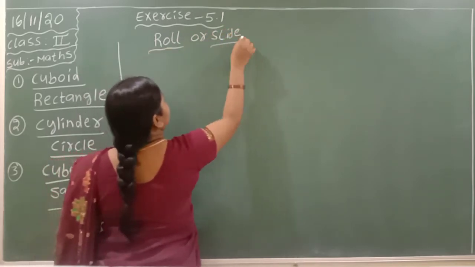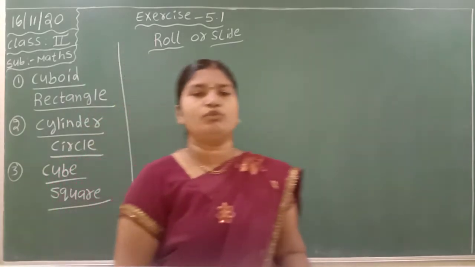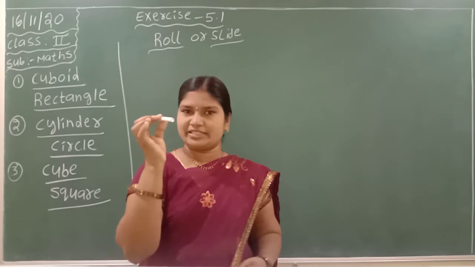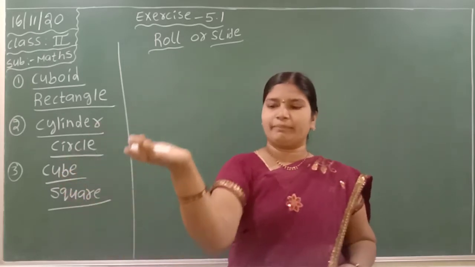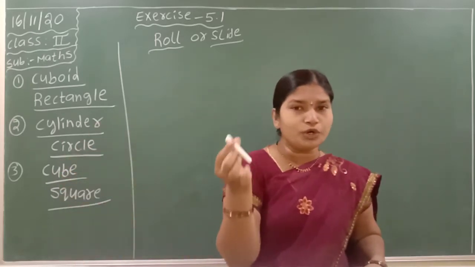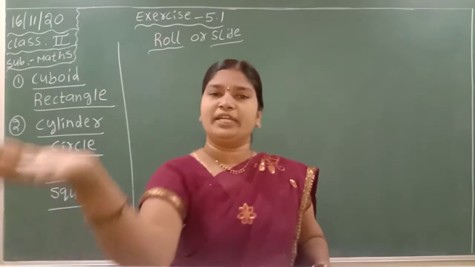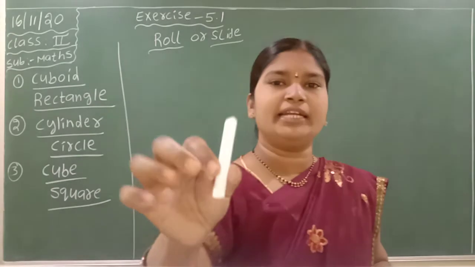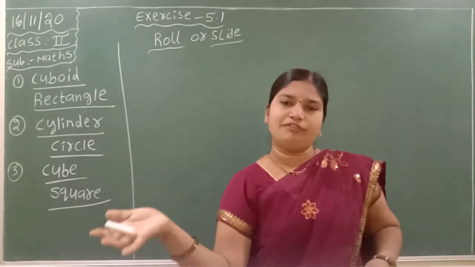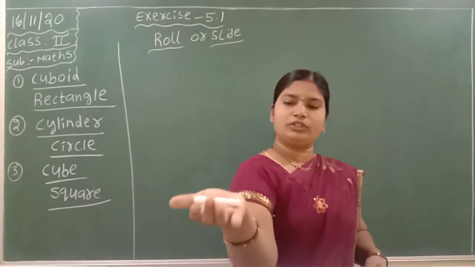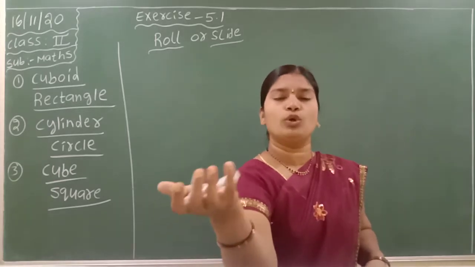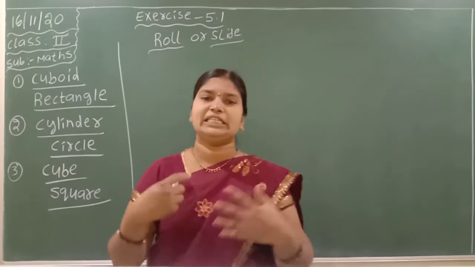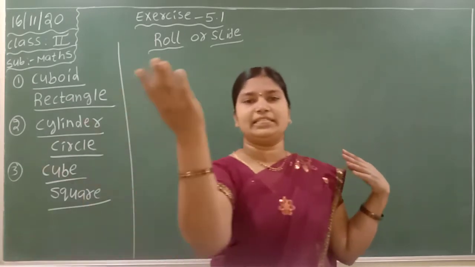Roll and slide. First of all, do you know what we mean by roll? For example, there is a chalk piece. I am throwing the chalk piece on the floor like this. What will it do? It will rotate like that only. It cannot stand like this. It will only roll. If you throw it like this, it rolls. So the objects that move continuously are known as rolling.